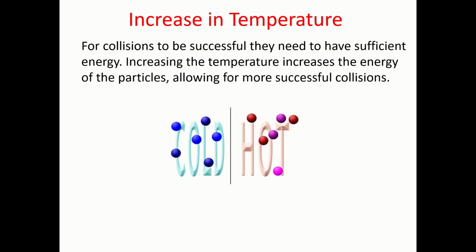What we do need to consider is our temperature. So for collisions to be successful, they need to have sufficient energy. Here, nice wee animation of slow moving cold particles and warmer, fast particles moving in here. These are not going to have as much energy as these particles, so this is going to have fewer successful collisions and this will have more.